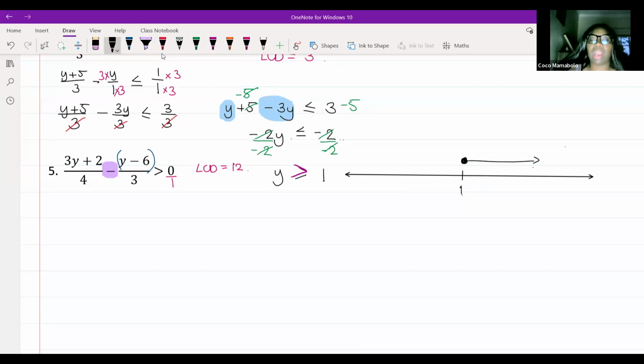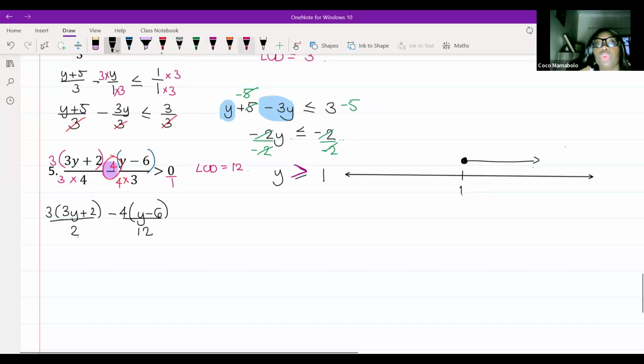All right, let's look at what happens. We know that our LCD is 12, right? So I'm going to look over here. I can see that there's a 3 missing, so times 3, which means I'm going to take the whole top part over there and multiply it by 3. So I'm going to get 3 times 3y plus 2 over 12 minus, now I know that there's a 4 missing here, so times 4. So this over here now becomes -4. So I'm going to have -4 multiplied by y minus 6 over 12.